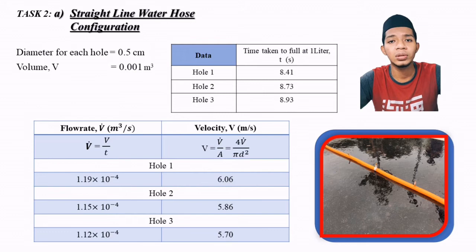On the next slide, we can see the data and calculation for task 2. For task 2, we must conduct two types of method. First is the straight line water hose configuration. In this method, we measured the time taken to fill 1 liter of water in a measuring jug for the 3 holes. This task is also to calculate the flow rate and velocity.